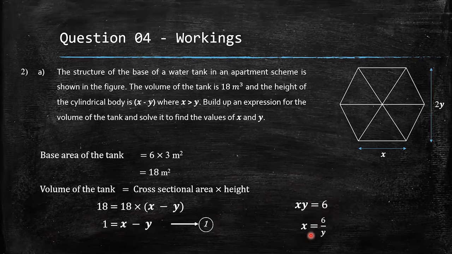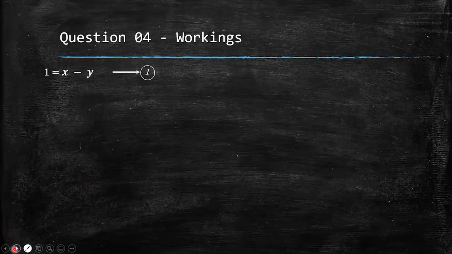And you can subject x here, right? Once you subject x here, it will be 6 over y. So this will be my second equation. Now by solving these two simultaneous equations, you can find the values of x and y. So let's find the values.